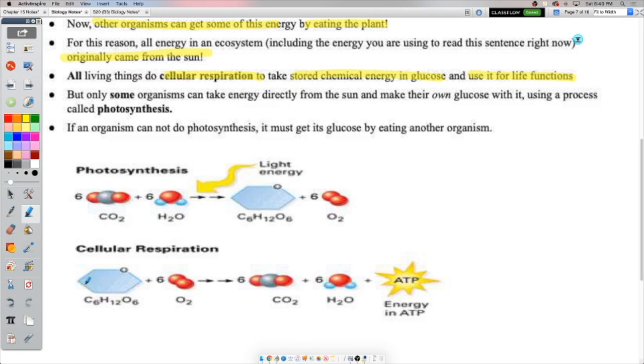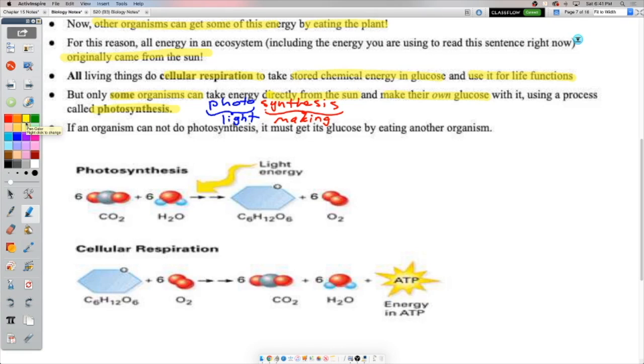Now, every single living thing does that, okay? Only some organisms, though, can make this glucose that is needed to do cellular respiration. So only some organisms can take energy directly from the sun and make their own glucose. This is a process called photosynthesis. Photo means light, synthesis means making. So photosynthesis literally means making with light, right? Making food with light. Okay. So if an organism cannot do photosynthesis, like you and me, right, we cannot go sit out in the sun and start to get full.